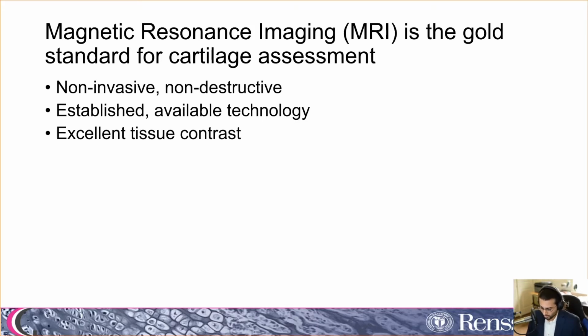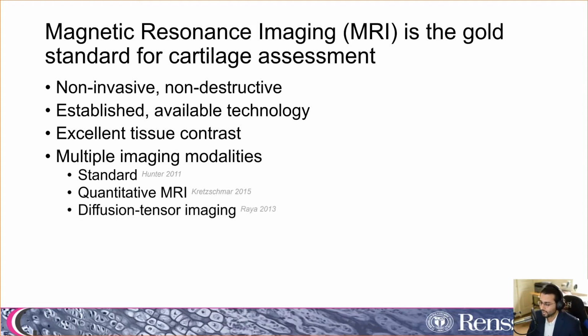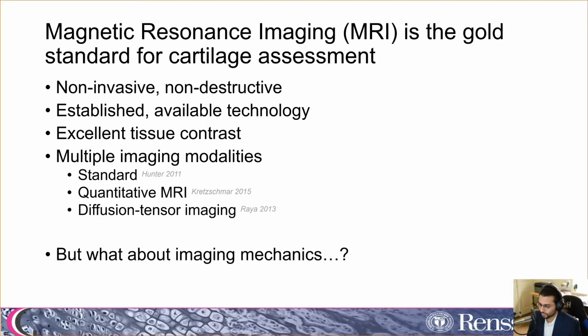With MRI, there are also multiple imaging modalities available. You have your standard MRI, which can be used to visualize tissue morphology, quantitative MRI, which correlates with matrix composition, and diffusion tensor imaging, which has been shown to be sensitive to early cartilage damage. But what about imaging actual mechanics?